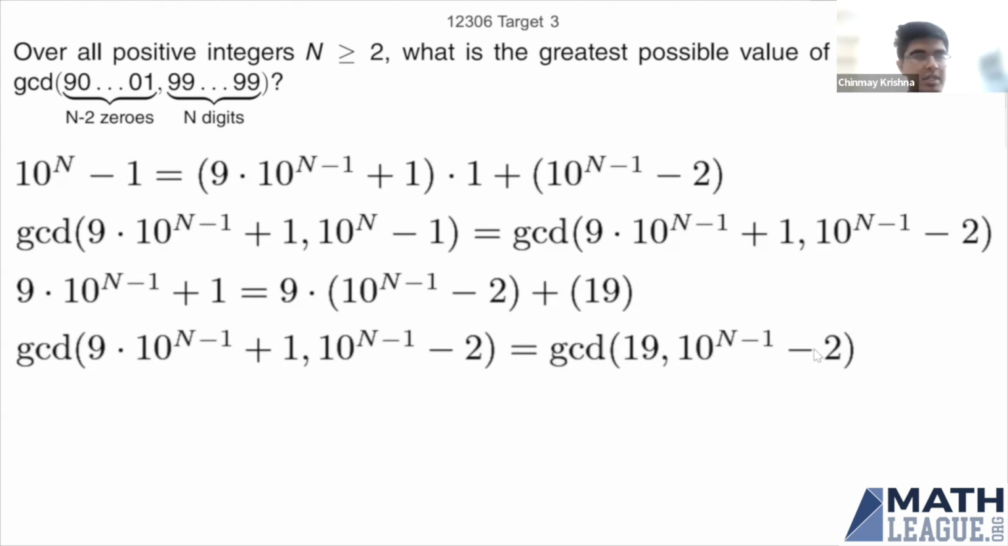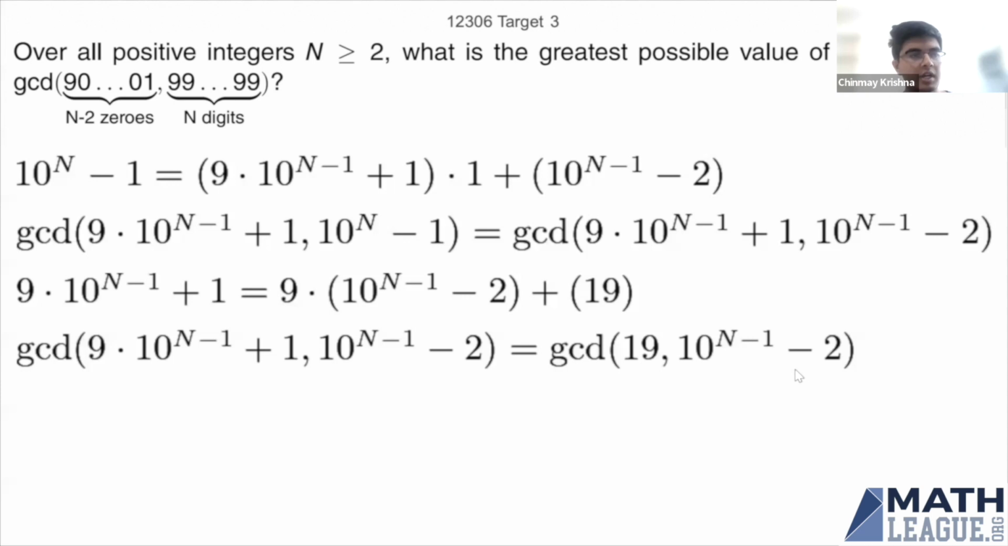So when we're looking at the greatest common divisor between 19 and another number, it has to be a divisor of 19. So it's either 1 or 19. So let's see when it'll be equal to 19. That'll only happen when our second term here, 10 to the n minus 1 minus 2, is divisible by 19. So let's see if we can find a value of n such that this number is divisible by 19.